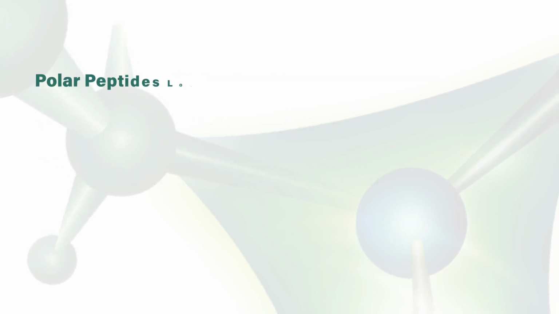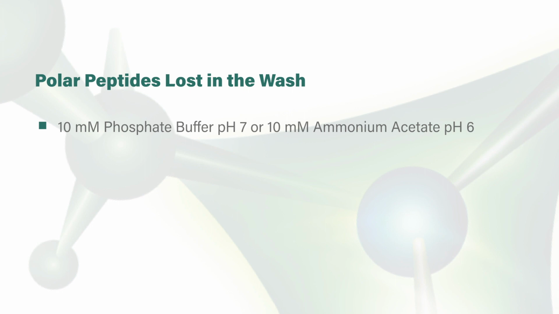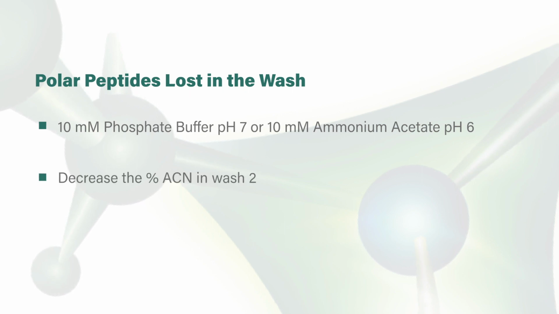Polar peptides can also be lost in the wash steps. If your peptide degrades in the basic wash step, you can change that wash to 10 millimolar phosphate buffer at pH 7 or 10 millimolar ammonium acetate at pH 6. You could also try decreasing the percentage of acetonitrile in wash number 2.